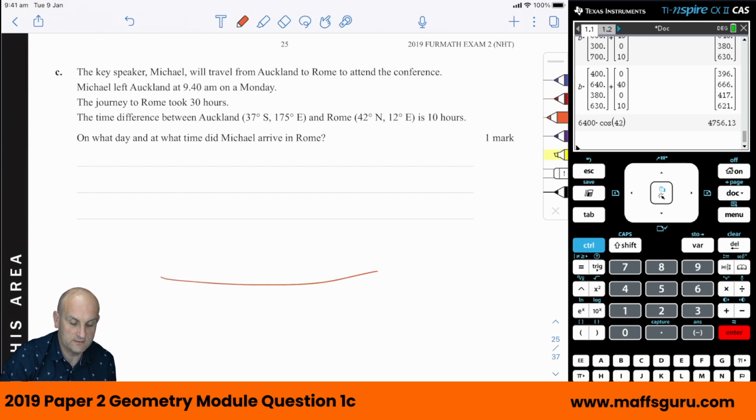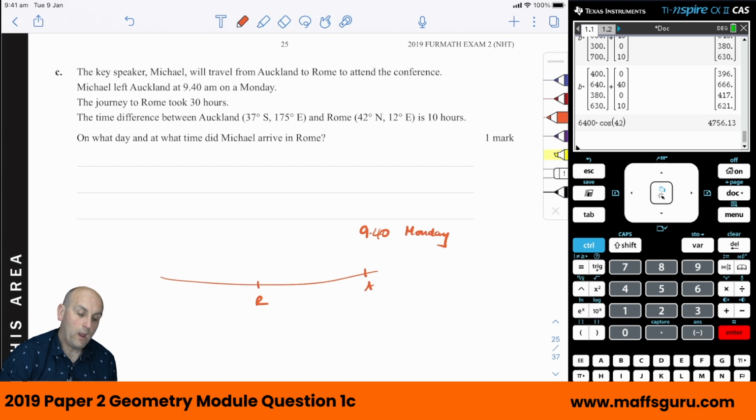The key speaker, Michael, will travel from Auckland to Rome to attend a conference. Well, just because I happen to know that, here is Auckland and here is Rome. Okay, so Michael left Auckland at 9:40 a.m. on Monday. So I'm going to write 9:40 on Monday. The journey to Rome took 30 hours. The time difference between Auckland and Rome is 10 hours. On what day and at what time did Michael arrive in Rome?